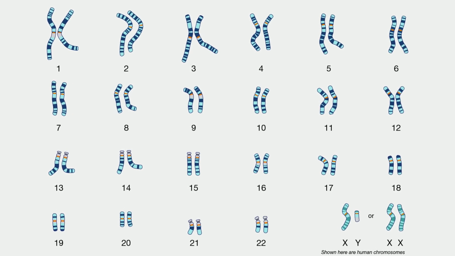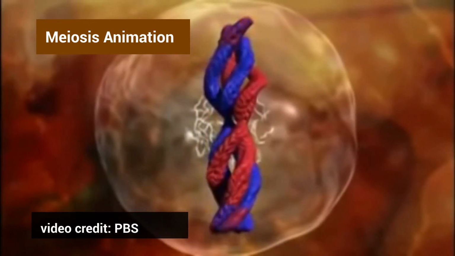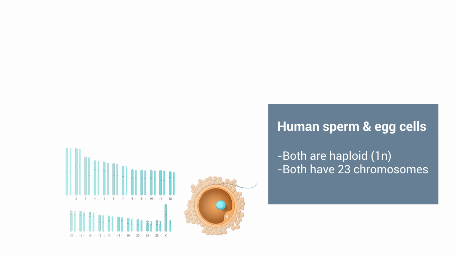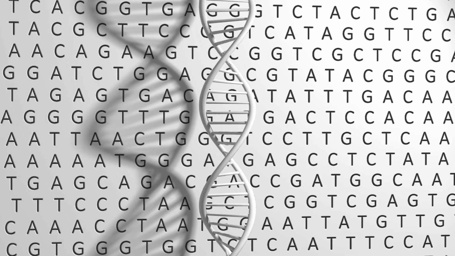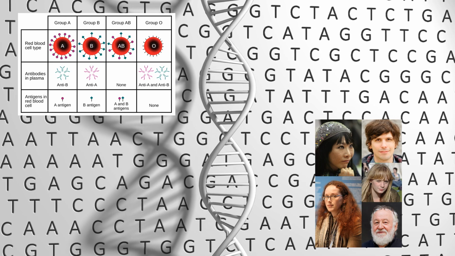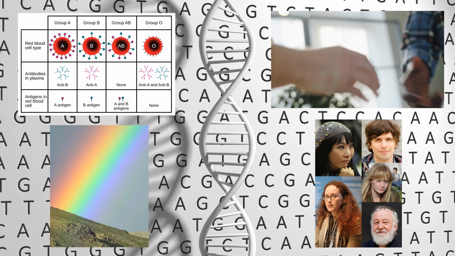Chromosomes are cell structures that carry genes from parent to offspring, and their behavior during meiosis and fertilization is what generates the incredible variation we see in every generation and determines a multitude of traits including blood type, hair color, skin tone, and whether or not you can see all the colors of a rainbow.